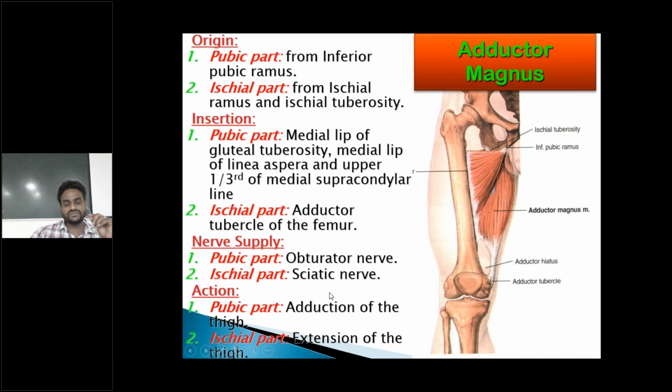Then dual nerve supply. Already I told you, this is one of the hybrid muscles. So dual nerve supply: obturator nerve and sciatic nerve. And actions. This muscle is present in the adductor compartment as usual, so adduction of the hip joint, and it also belongs to the extensor compartment of the thigh. So the action is also extension of the thigh. This is about the adductor magnus.